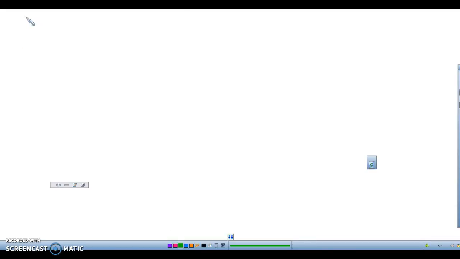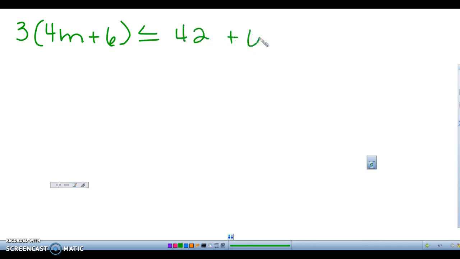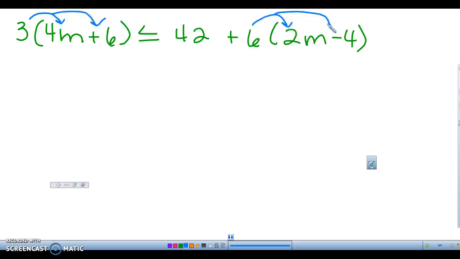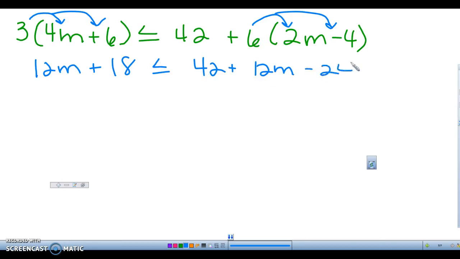That's not the only kind of funky solution I can get, though. Let's look at this one. 3 times the quantity 4m plus 6 is less than or equal to 42 plus 6 times the quantity 2m minus 4. Again, I got a lot of distributing to do. Here I have 12m plus 18 is less than or equal to 42 plus 12m minus 24.